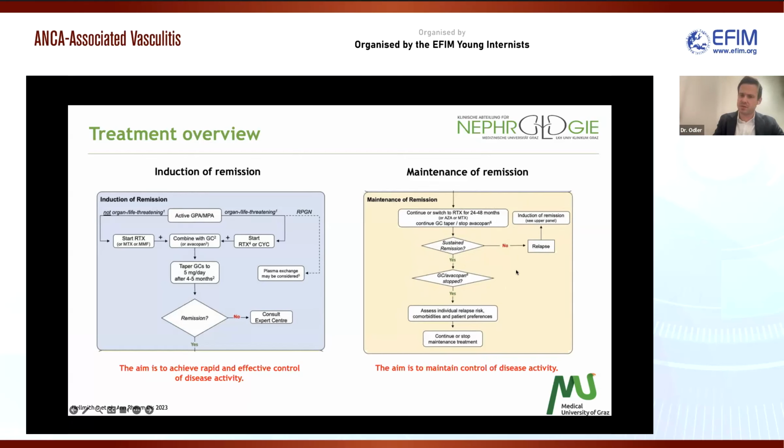I will discuss with you the guidance on maintenance therapy later on as well, because it's not always so easy. Some patients are relapsing, some patients do not maintain control of the disease activity, and some adjustment of the treatment can be necessary.